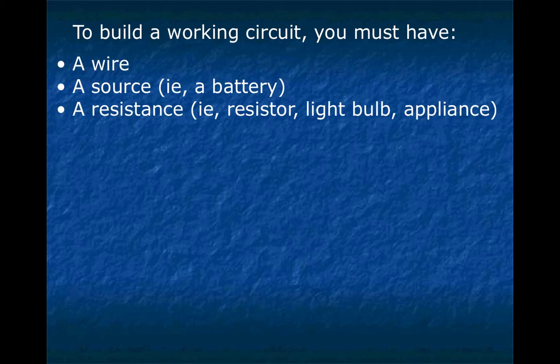First of all, you need some wire. How else are you going to connect everything? Second thing is a source. You have to have a battery, some power source that's going to give those charges some energy. And the third thing is a resistance. You need some sort of resistor in there to use that energy. Otherwise, you'll create a short circuit. So you need something like an actual resistor. You need something like a light bulb or some appliance that's going to use that potential difference.